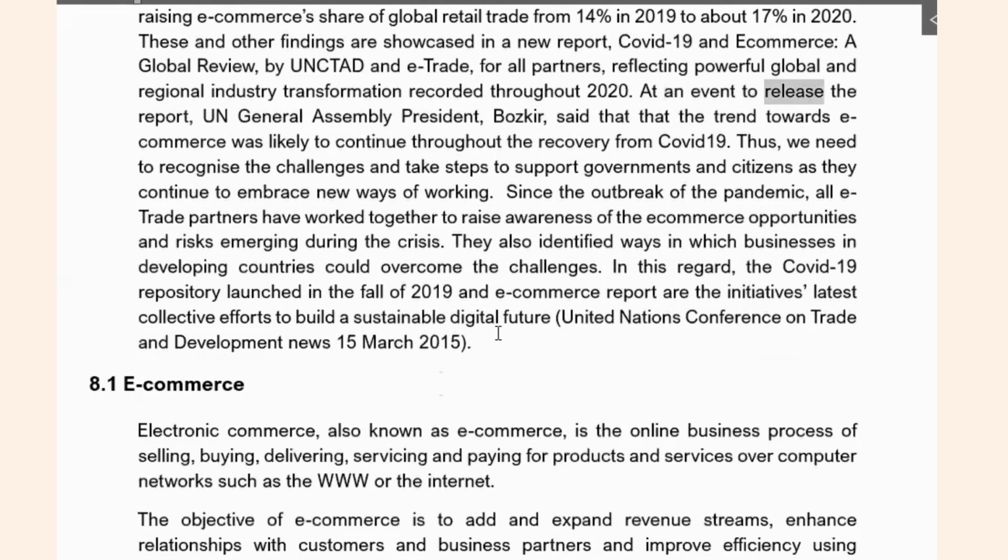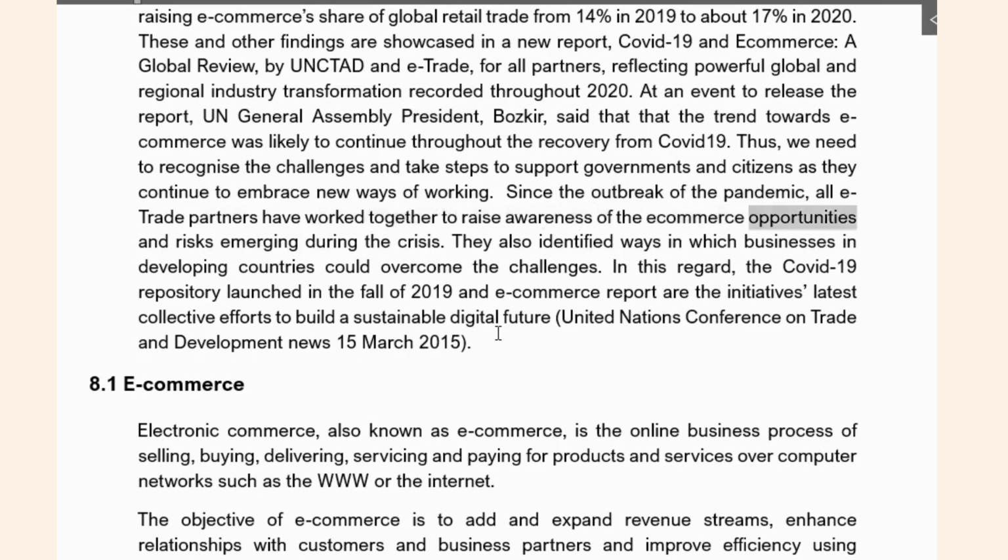At an event to release the report, UN General Assembly President Bozkır said that the trend towards e-commerce was likely to continue throughout the recovery from COVID-19. Thus, we need to recognize the challenges and take steps to support governments and citizens as they continue to embrace new ways of working.